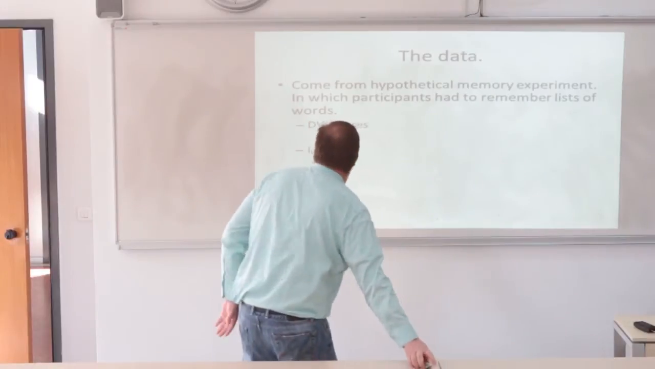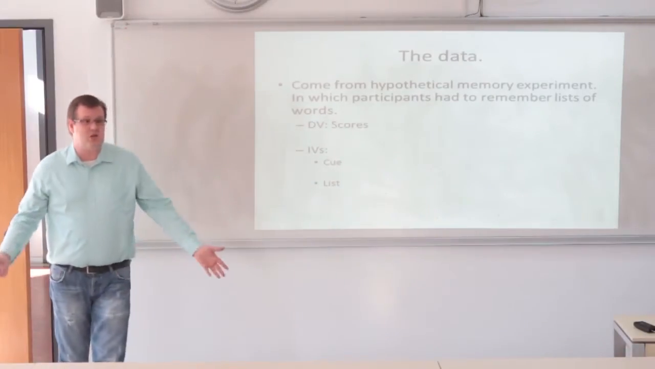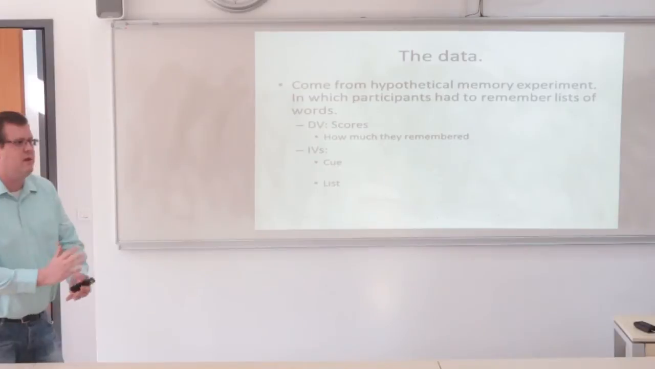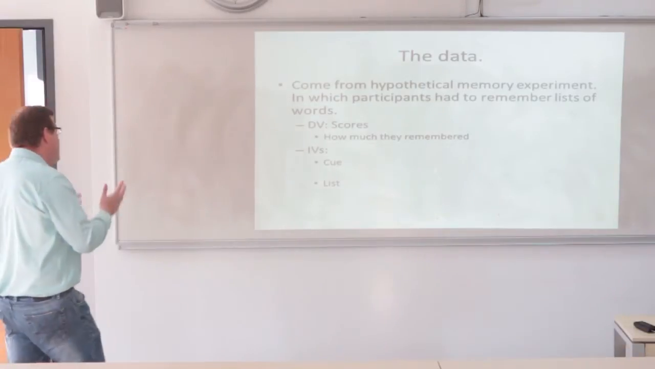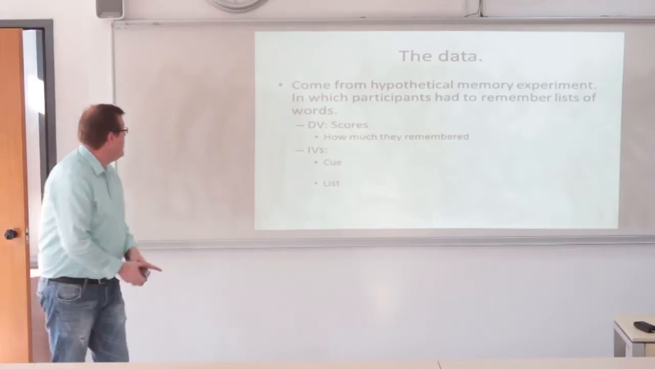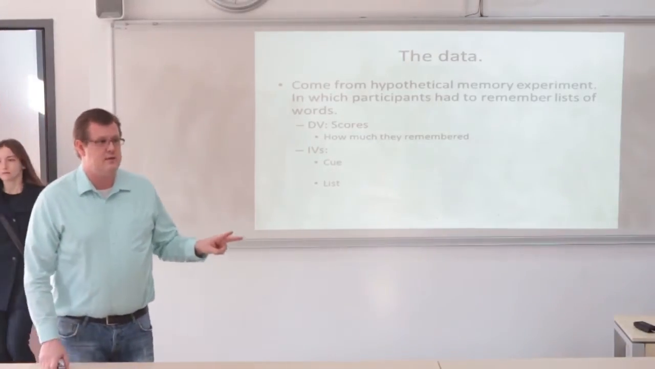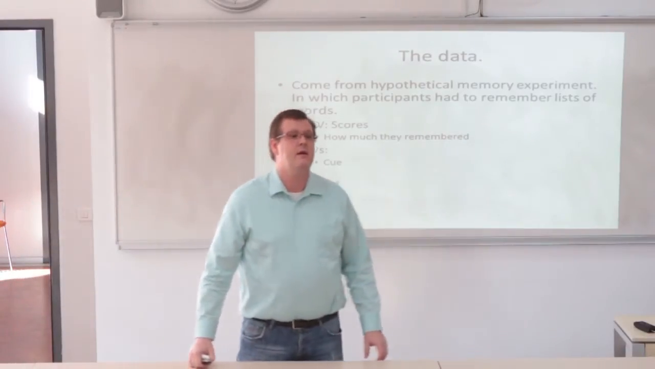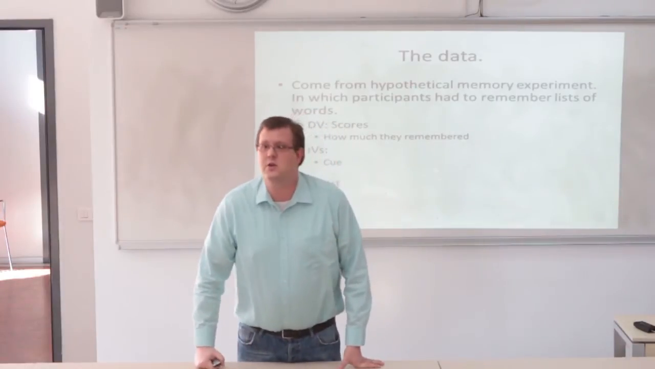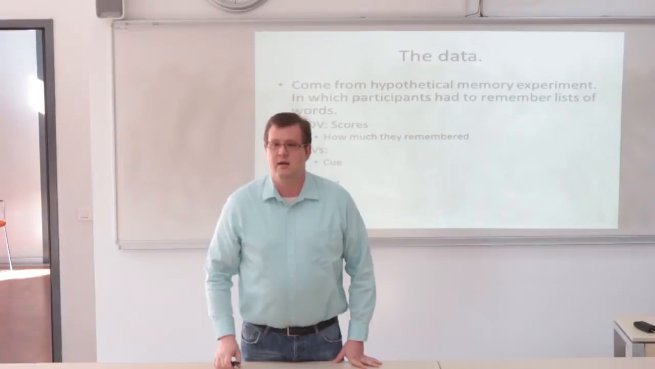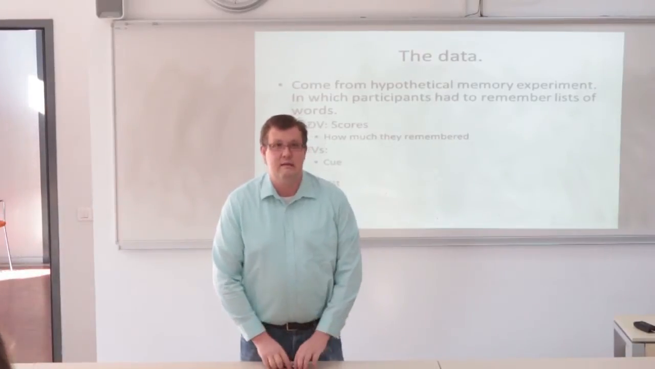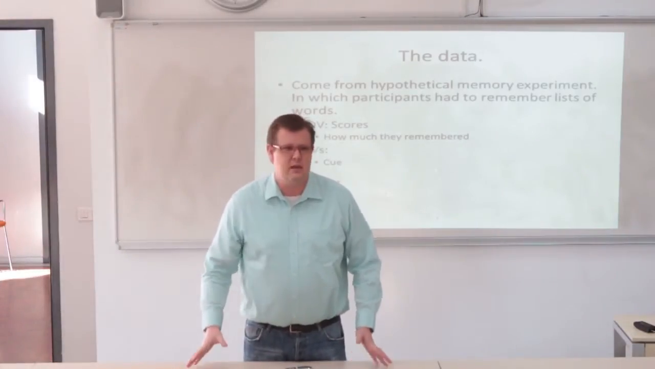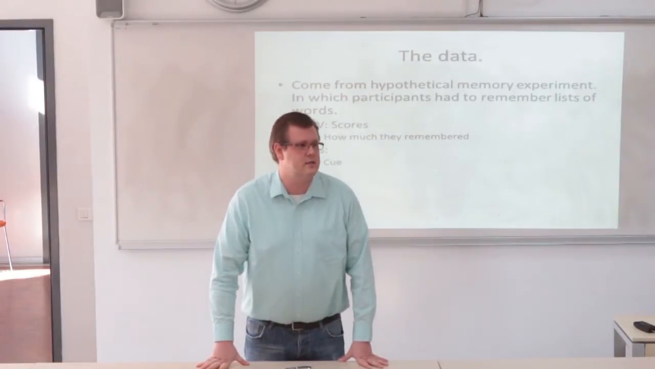So our dependent variable is going to be some score, which is just how much they remembered, right? This could be a percent, or it could be a raw number of items that they remembered, but we have some score. The independent variables here, I have two of them, Q and list. So a Q, what is a Q if you're talking about memory? Color. Color could be a Q if you were talking about memory. Display size? Display size typically isn't something that's talked about with memory. You can talk about list size, like how big the list is. It's not really a display in the same sense that visual search is.